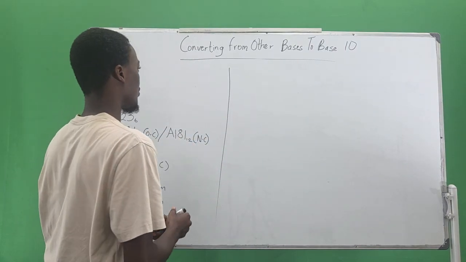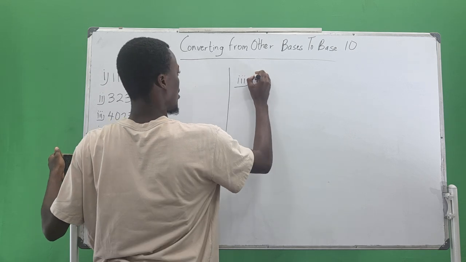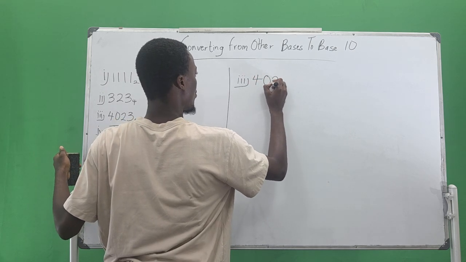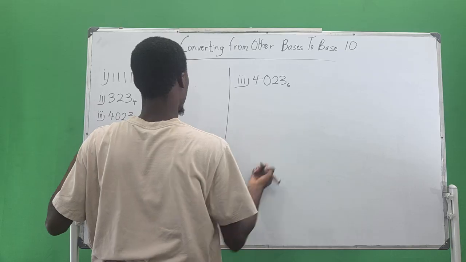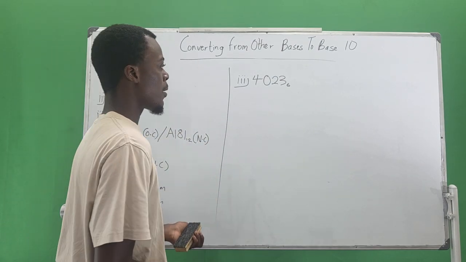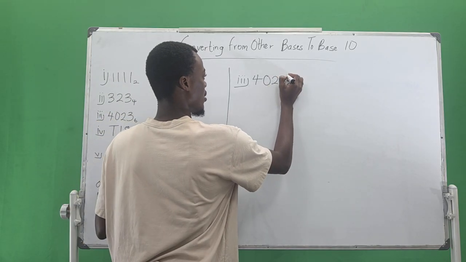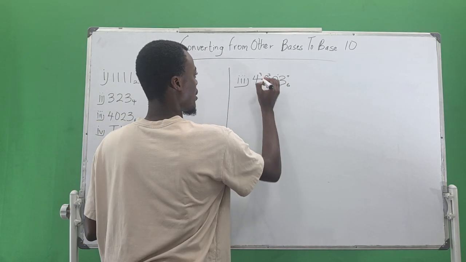Okay, so now for I, we have what? 4023 to the base of 6. Now, first of all, the trick that I taught you guys, we can start 0, 1, 2, 3.